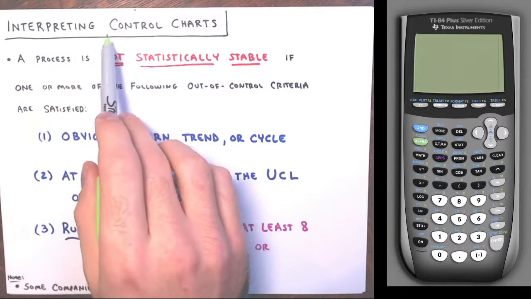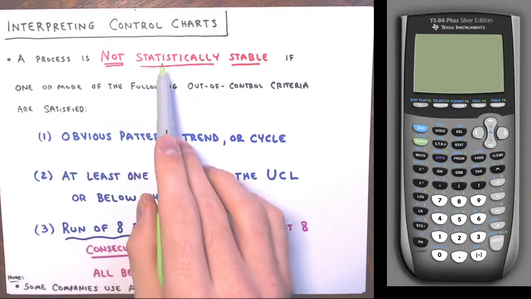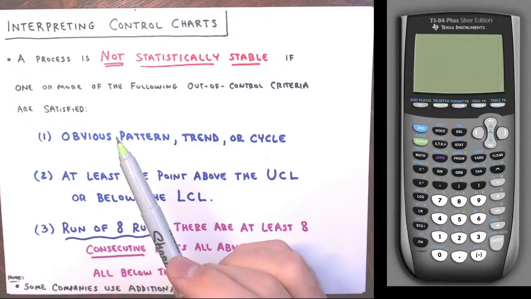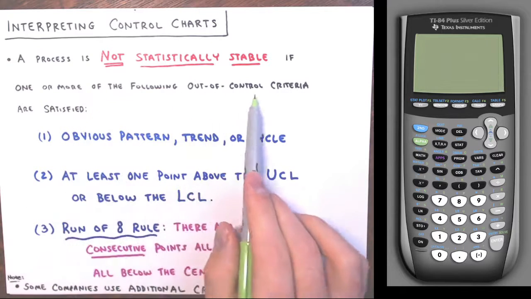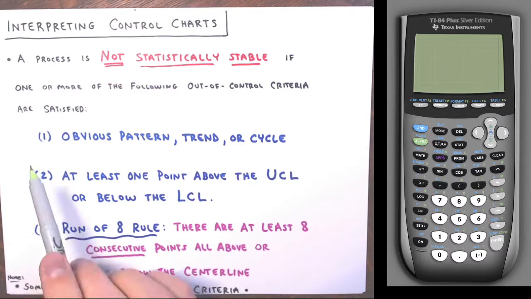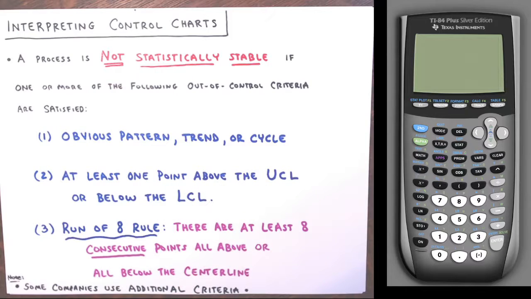But how do I interpret a control chart? We're going to say that a process is not statistically stable or not in statistical control if one or more of the following out of control criteria are satisfied. So if there's an obvious pattern or trend or cycle in the data, then that doesn't occur naturally. We're going to say that the process is not in control, not stable. And this number one sums up a lot of stuff brought up in the runs chart video.